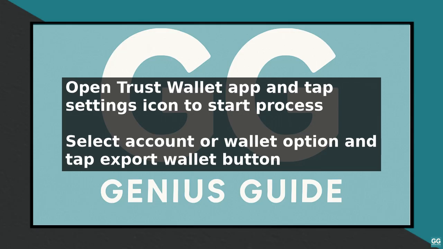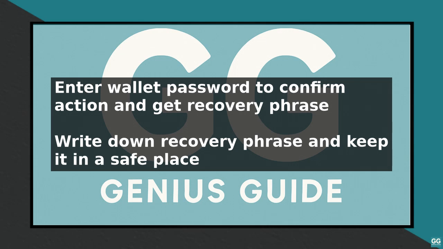You will be asked to enter your wallet password to confirm the action. So type it in and proceed. Trust Wallet will then provide you with a recovery phrase, which is a list of words used to restore your wallet. Write down this recovery phrase and keep it in a safe place, as it can be used to access your wallet. Next, go to the device where you want to swap your Trust Wallet login.